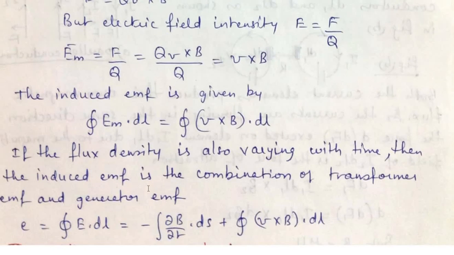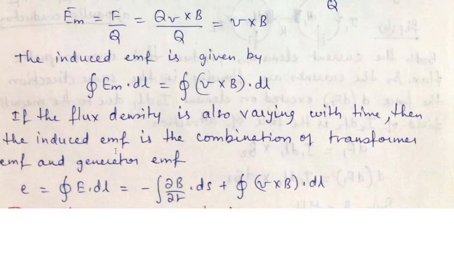Now if the flux density is also time varying, then the total EMF is the combination of the transformer EMF and the generator EMF. So you can put both of these terms. This is the transformer EMF term and this is the generator EMF term. So the total induced EMF is the combination of the transformer EMF and the generator EMF. So this is all about the transformer EMF, Faraday's law and generator EMF.